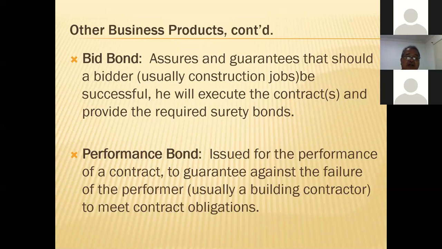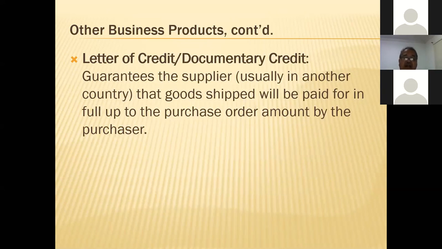And then finally, we're looking at the letter of credit, sometimes called the documentary credit. The letter of credit normally is used for international trade. You may want to put your finger on page 97 in your text. We could be looking at that chart in a few minutes. That's also part of international business. So the letter of credit or documentary credit guarantees the supplier, usually in another country, that goods shipped will be paid for up to the full amount of the purchase order by the purchaser.